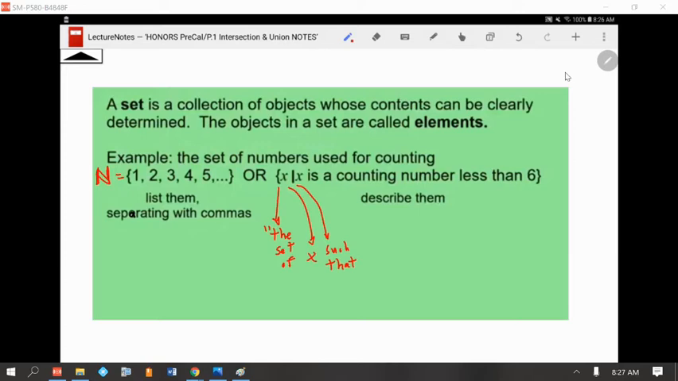So I'm talking about this group. And what is this group? This group is the set of x, such that x does what? x is a counting number less than 6. Another mathematical way to say that is to say that such that x is in the natural numbers. x is an element of the natural numbers.